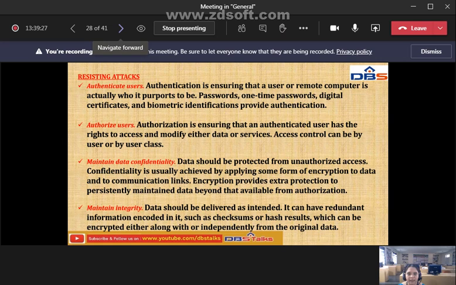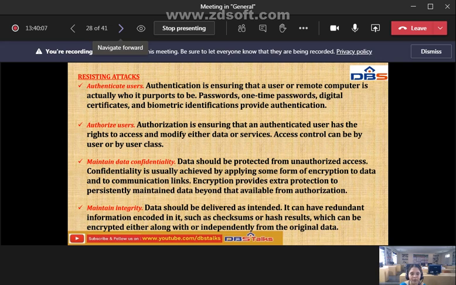First one, authenticate users. Authenticating users means they have some passwords, which they get from particular senders. They also have one time passwords, digital certificates, and biometric identifications to provide authentication. So once we get authentication from particular parties, they give us passwords, or one time passwords, or digital certificates or digital signatures.